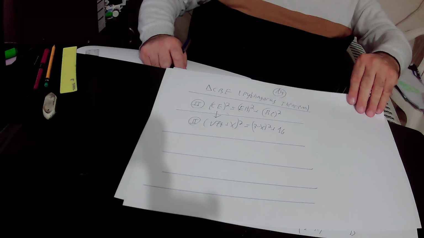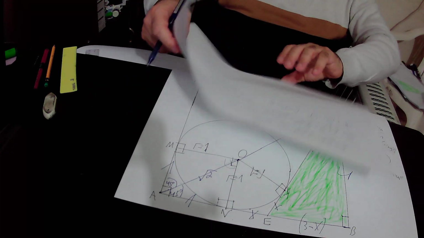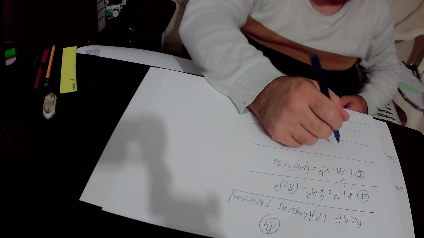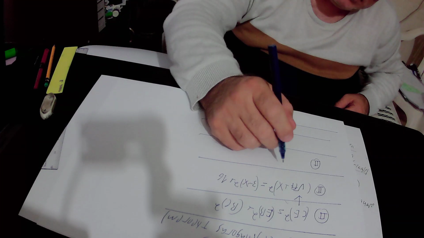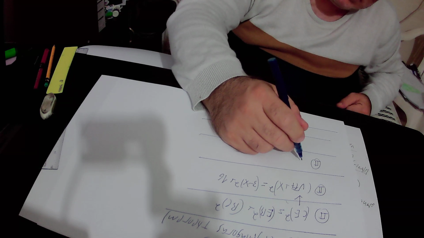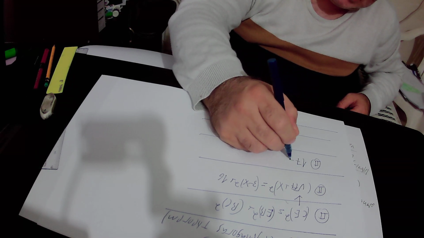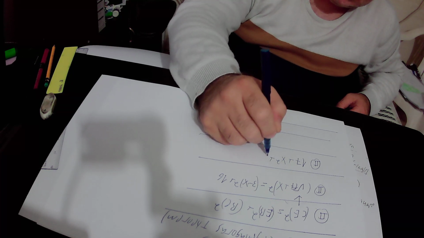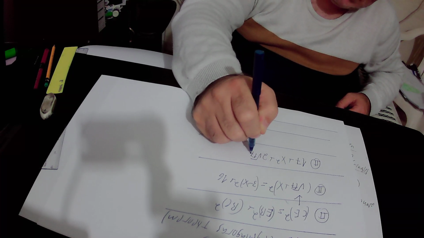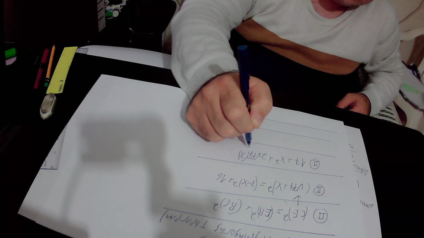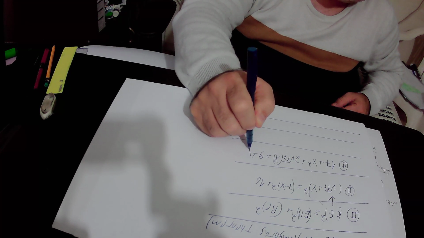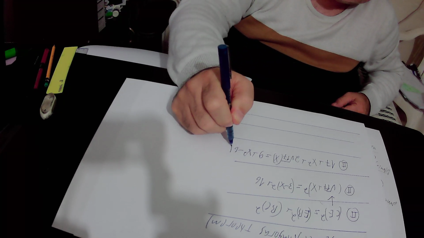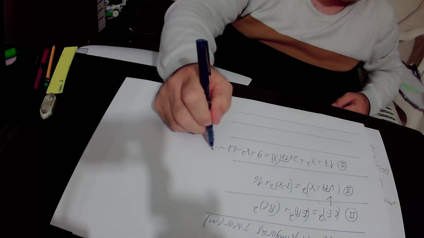We will open the brackets in both sides of equation number 2, and we will get that (square root of 17 plus x) square is 17 plus x square plus 2 times square root of 17 x, and it equals (3 minus x) square, which is 9 plus x square minus 6x, plus 16.